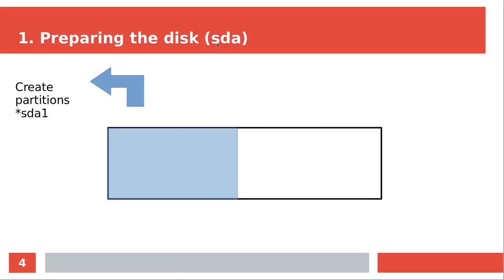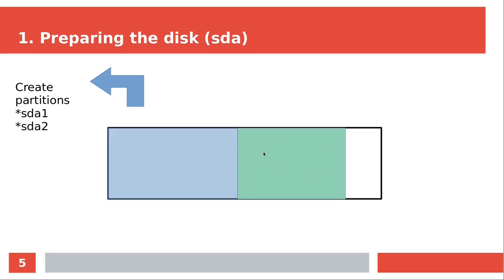The disk is called SDA. SD stands for disk, and A stands for the first disk in the computer. So this is SDA, and a second disk would be called SDB. And we create a first partition, that means a first part on this whole disk. This partition is called SDA1. We create a second partition, that's called SDA2.